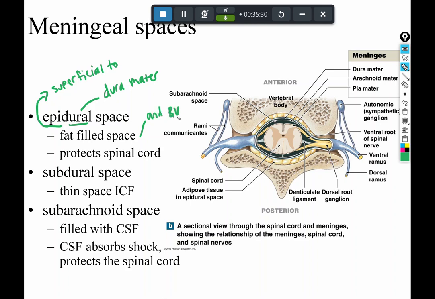And it protects the spinal cord. So one of the things that fat does, it's excellent padding. So it's kind of like the packing peanuts of your body. Which is nice, right? And so fat gets a bad rap, but fat is really important, and it's so important that you need it to do things like pad stuff, but also make hormones. You'll learn more about that next term.